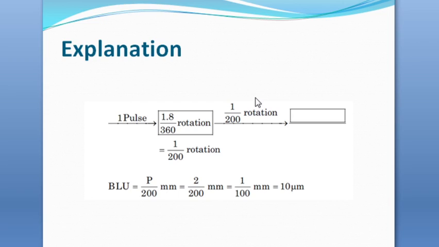Previous one, for 1 pulse, 1 degree. Here, 1 pulse rotates 1.8 degrees. Therefore, pitch P divided by 200 rotations for 1 complete revolution. For 1 complete revolution, previous problem 360. Here, for 1 complete revolution, we get 200 pulses. Therefore, pitch divided by 200, 2 divided by 200, the value is 10 micron.